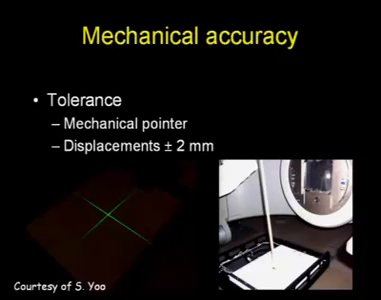Another test that is recommended is to perform essentially the same test, but instead of using X-rays, we use the mechanical pointer. And the projection of the pointer should coincide with the center of the flat panel, X-ray flat panel, to within plus or minus 2 millimeters.